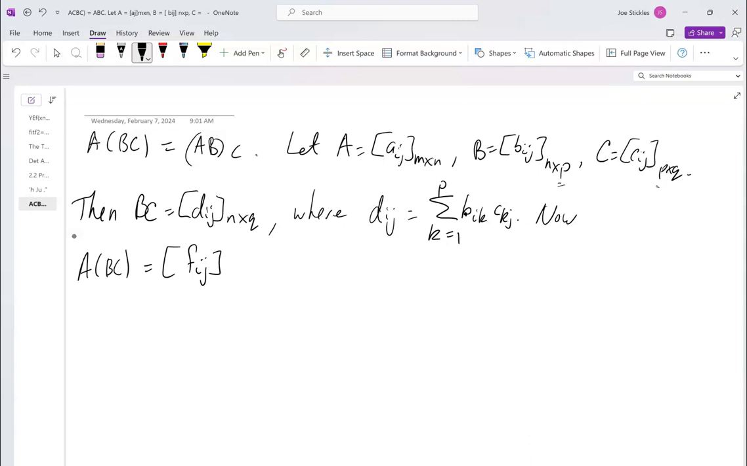What size is this matrix going to have? M by Q, right? We're doing the M by N and the N by Q and putting them together. So we'll have M by Q when we're done.